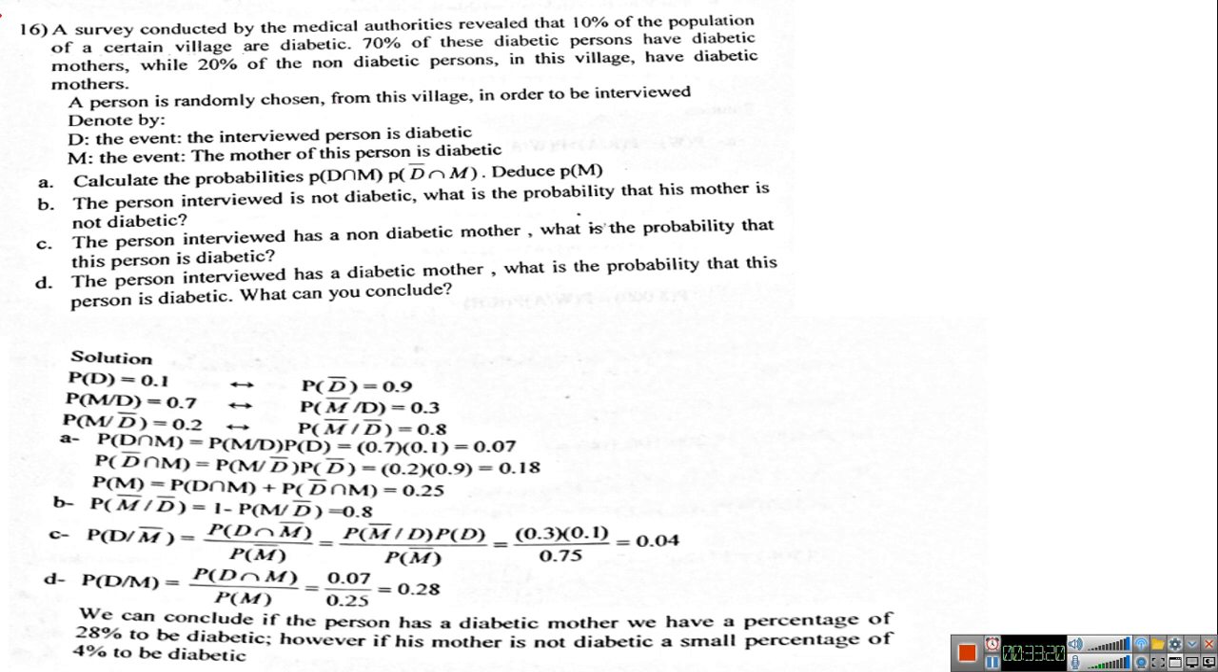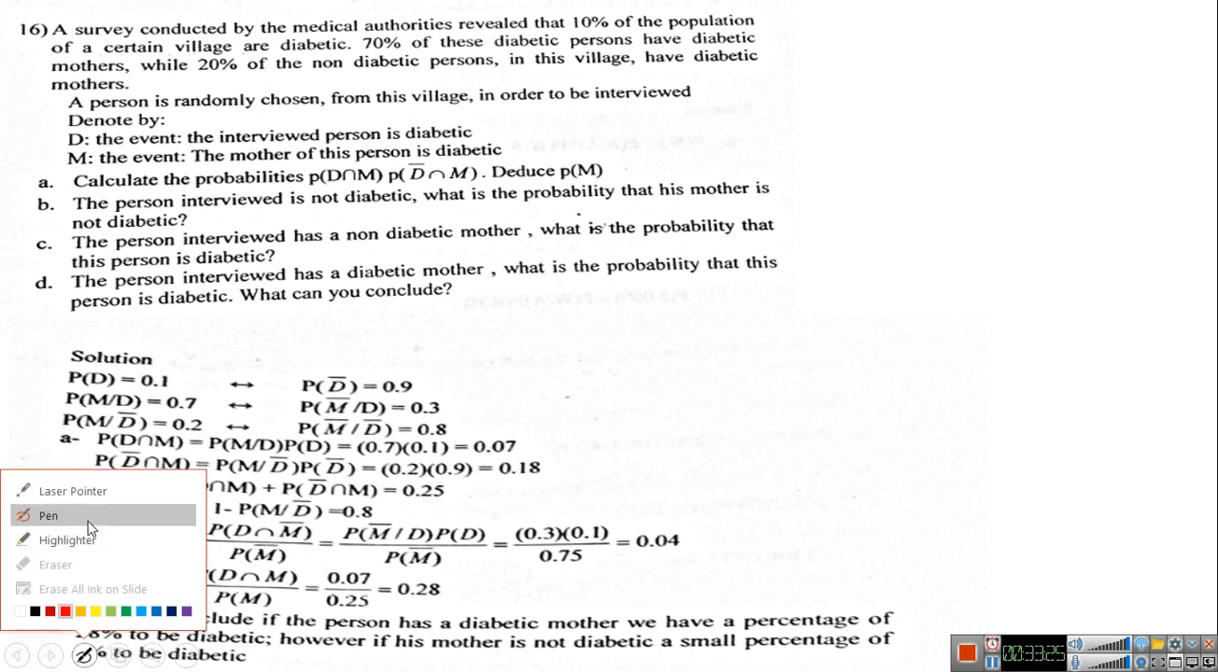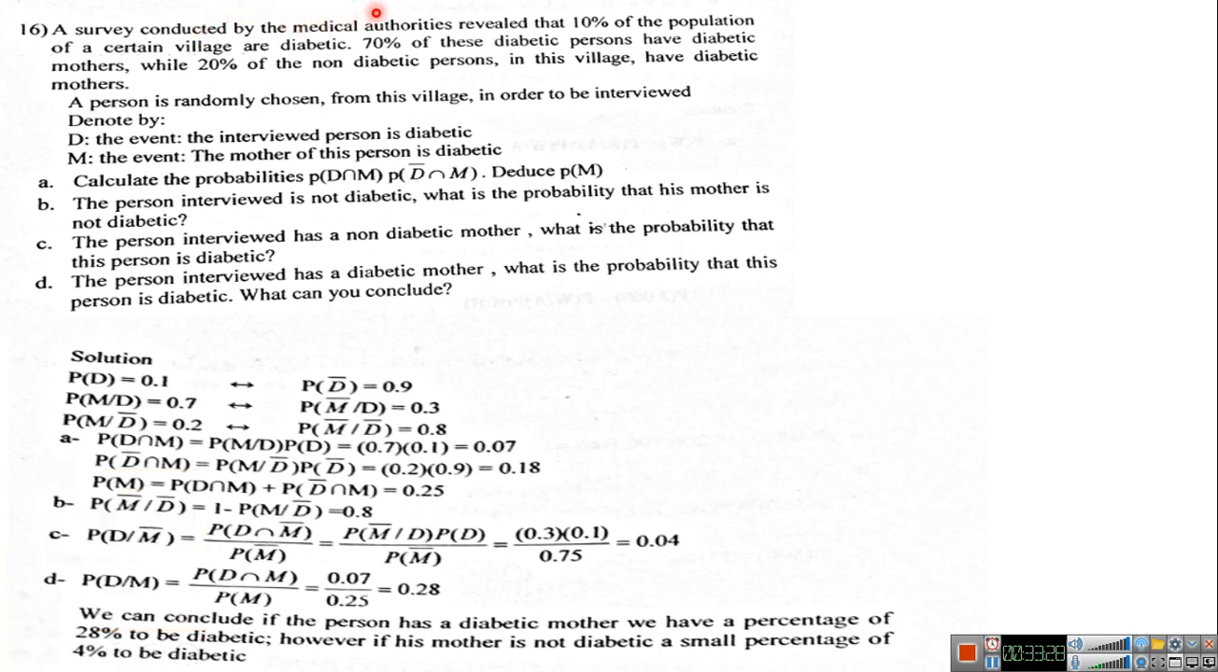So, number 16, a survey conducted by the medical authorities revealed that 10% of the population are diabetic. So, P of diabetic is 0.1. 70% of these diabetic persons have diabetic mothers. So, knowing diabetic, they have diabetic mothers 0.7. While 20% of the non-diabetic persons, knowing D bar, have a diabetic mother. As you can see, knowing D bar, it means 0.2.